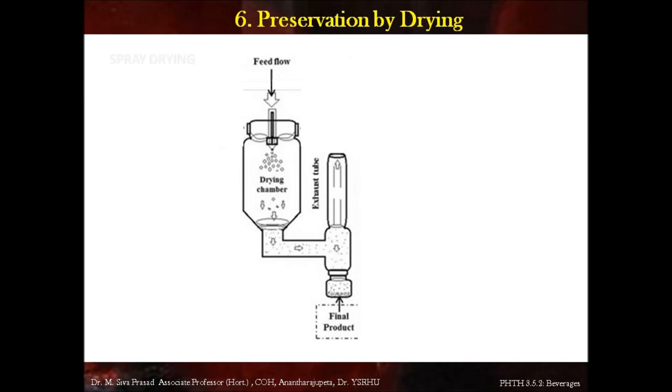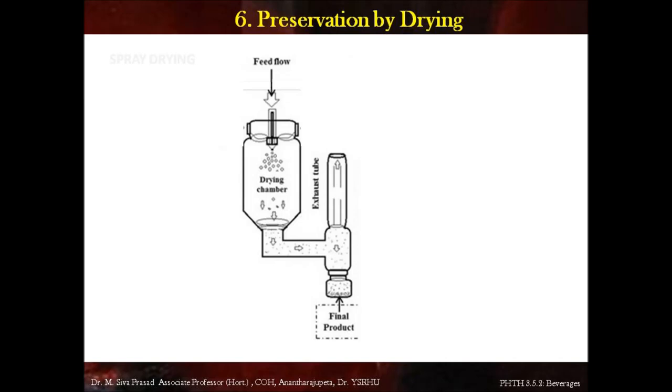When a juice is subjected to spray drying, at the end of the process you get a product which is free flowing, very hygroscopic in nature, and nutrient rich. They won't lose any nutrients, and even the flavor is not lost as a result of spray drying. So what exactly happens during this spray drying process?